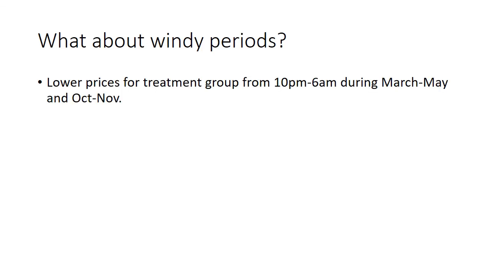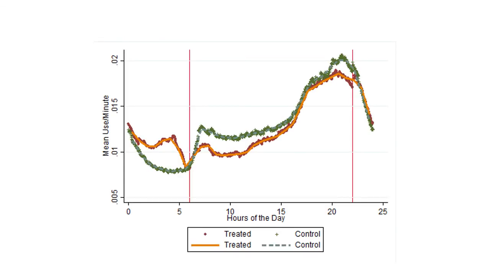What about windy periods? So we also lower prices for the treatment group from 10 p.m. to 6 a.m. during March to May and October and November. So that's the time when most of the wind in Texas is being produced. This is the highest wind production period in Texas. Okay, so this graph just shows the general treatment effect during those periods.